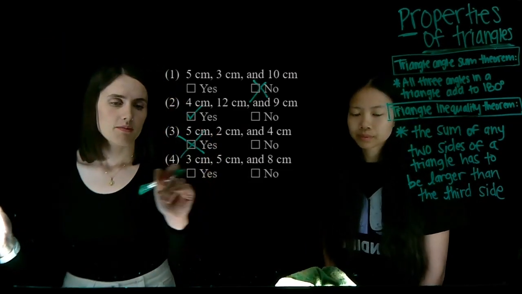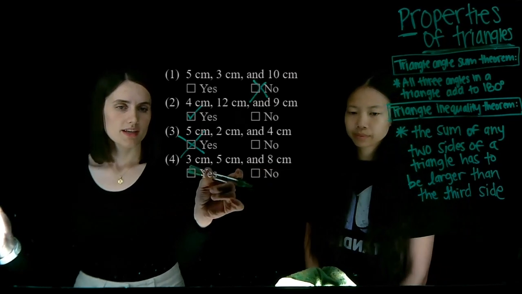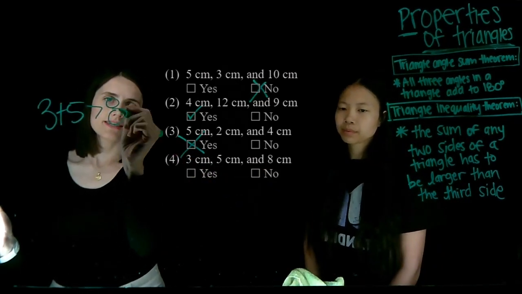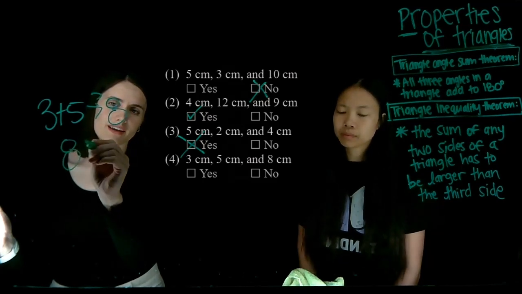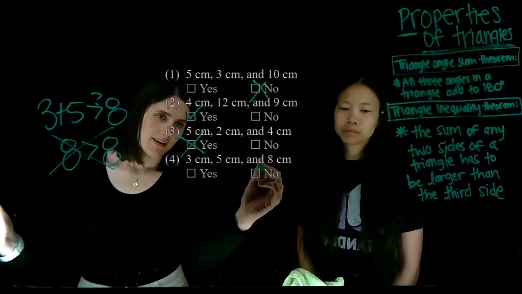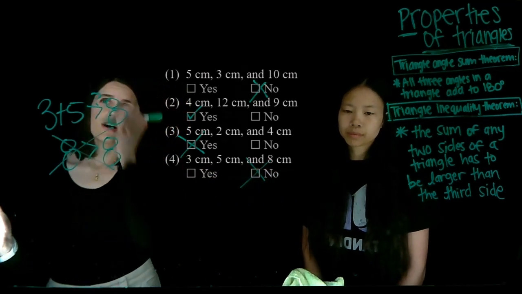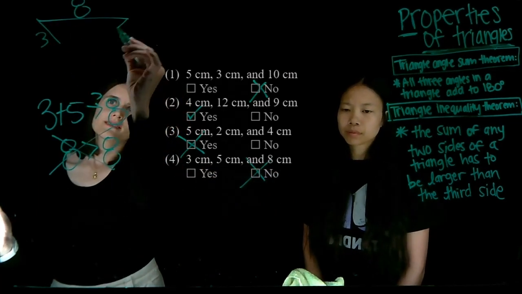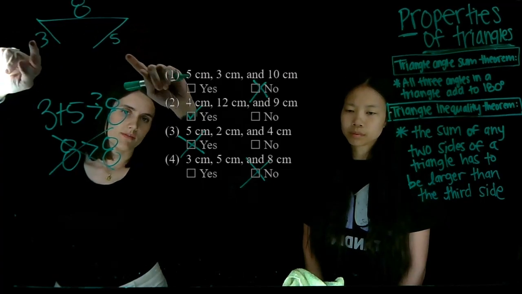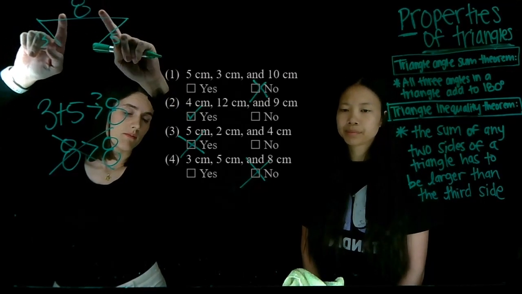All right, let's check out number 4. We have 3, 5, and 8. So let's just add these two together here. We've got 3 plus 5, and is that bigger than 8? Well, 3 plus 5 is equal to 8. 8 is not bigger than 8. So that won't work. So we know that this will not make a valid triangle. If we were to try to draw this, we would maybe have side 3, side 5. And if we tried to connect these, they would just lay flat because 3 plus 5 is equal to 8. And it has to be bigger than the third side.